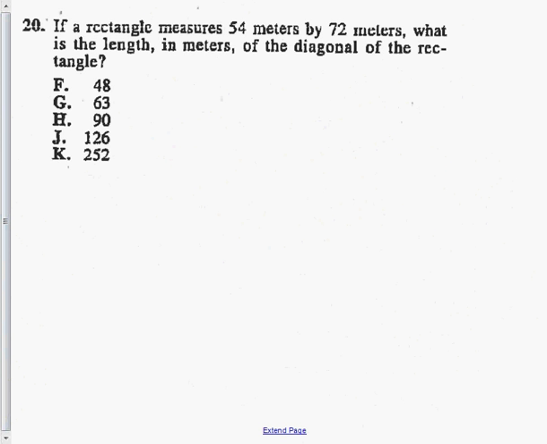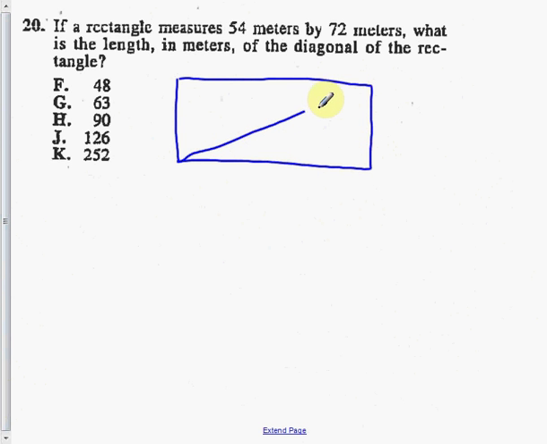If a rectangle measures 54 meters by 72 meters, what is the length in meters of the diagonal of the rectangle? So if I have a rectangle, and you want to calculate the diagonal, that long side is 72 meters. This side over here is 54 meters. If it's a rectangle, I know that here I have a right angle form. So you're just looking for the hypotenuse.